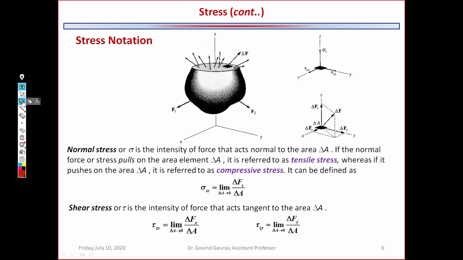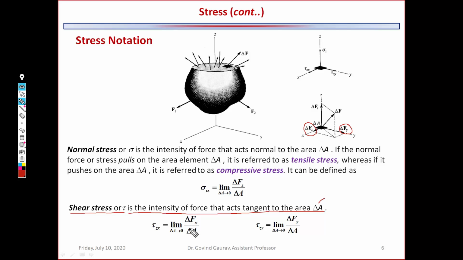The second type of stress that we can have is the shear stress. It is represented by tau. It is the intensity of the force that acts tangent to the area delta A which we have selected. Again, this delta A is the small area which we have selected. So at a particular point, we will have two values of the stress on a particular plane.